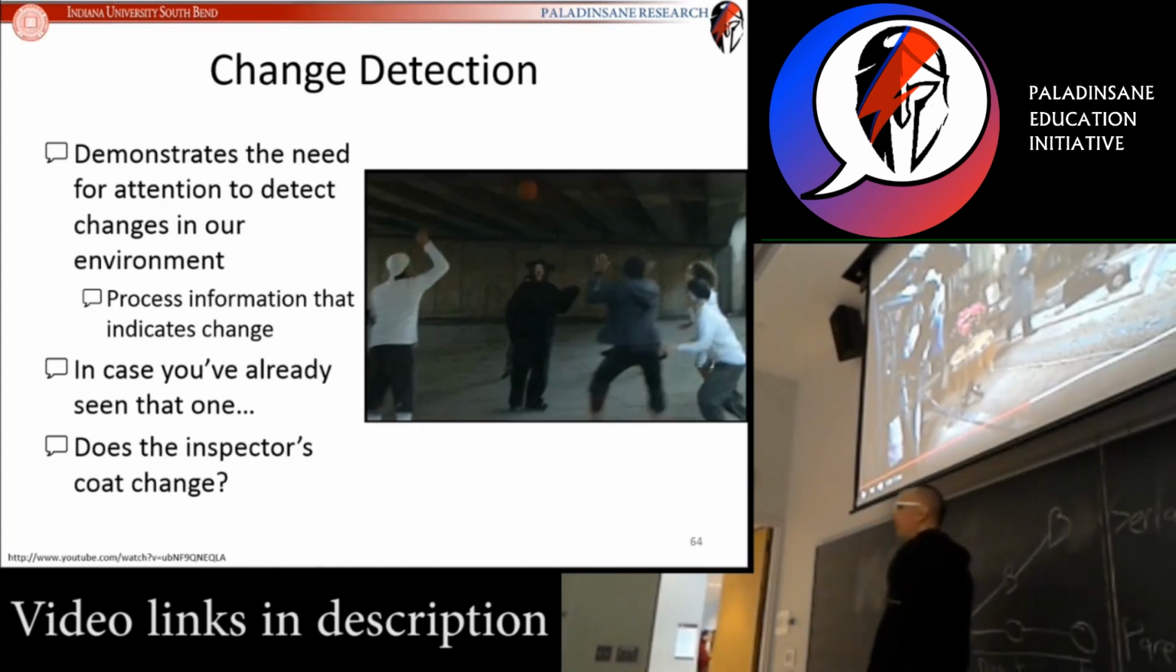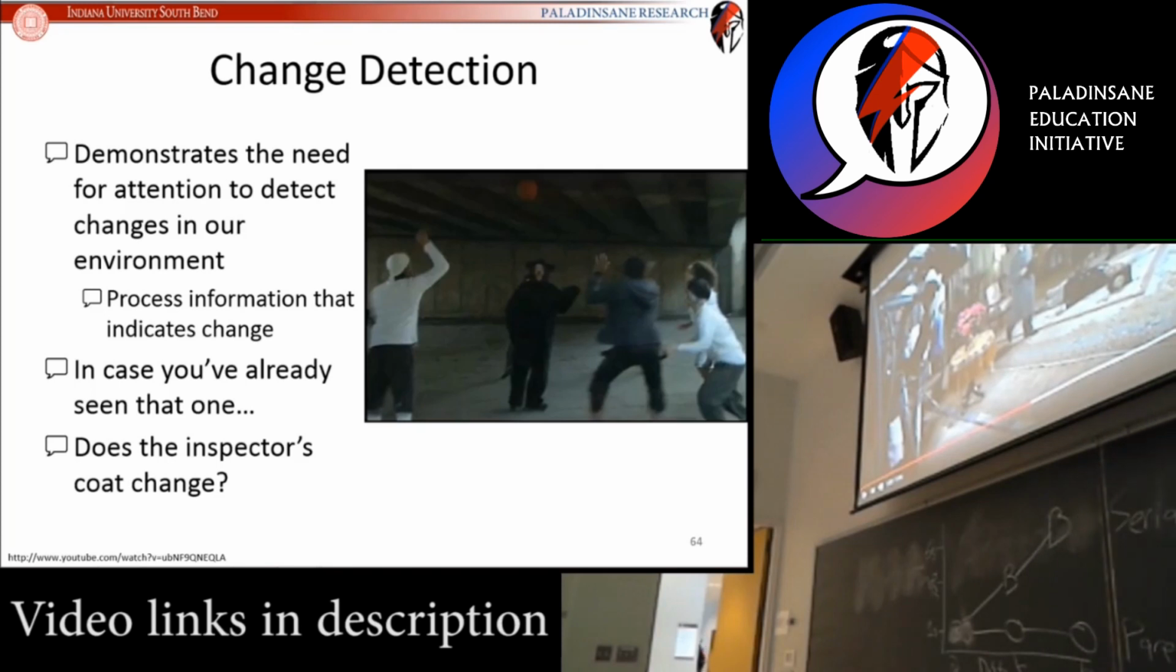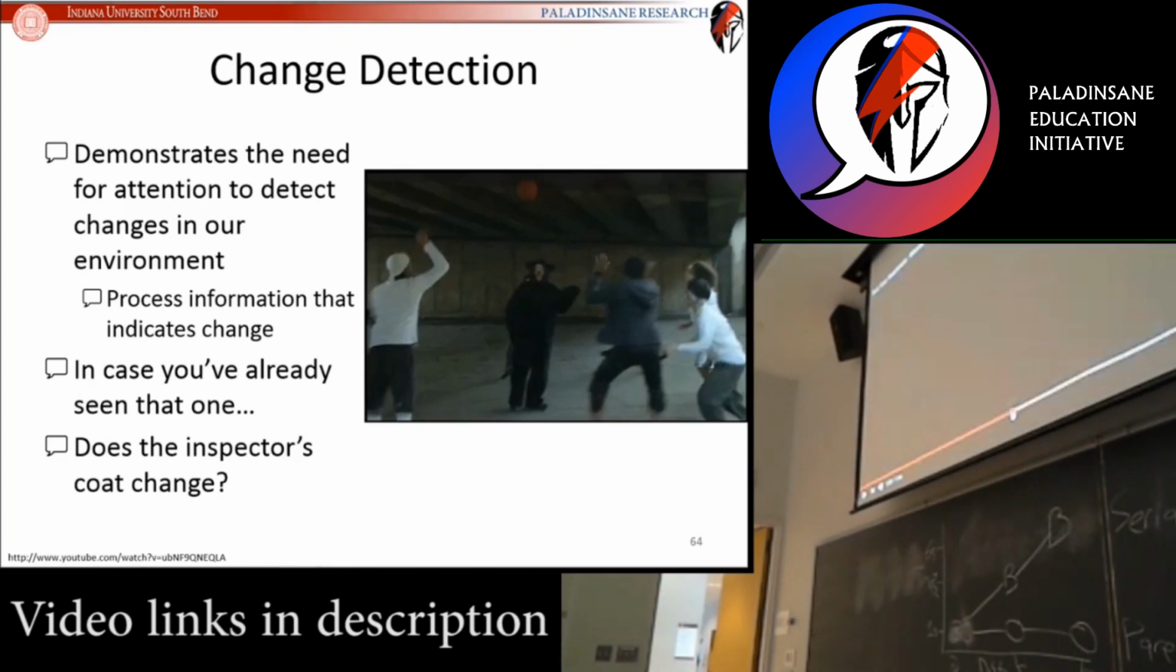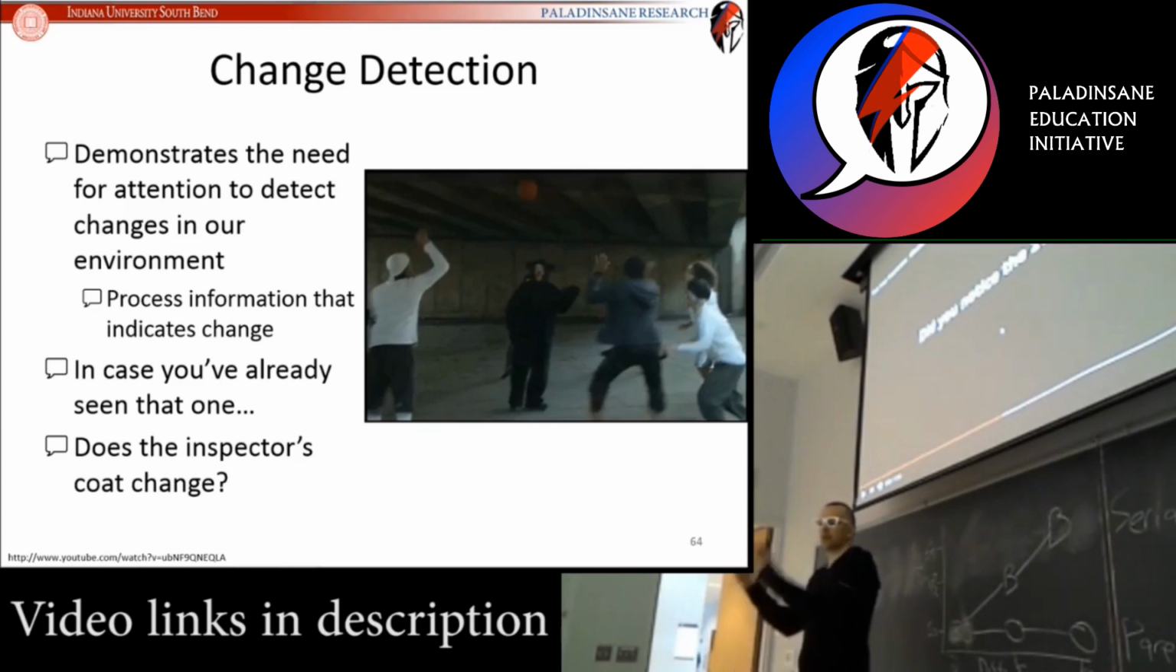Okay. Hands up if you noticed the inspector's coat changing. All right. Everybody noticed the inspector's coat changing. Just like almost everybody got 13 passes for the basketball. So you direct your attention to a particular aspect of this scene, and you can very easily process it. And what color was the coat at the beginning? What color was it at the end? And exactly. So we all got that right. We processed that information correctly.